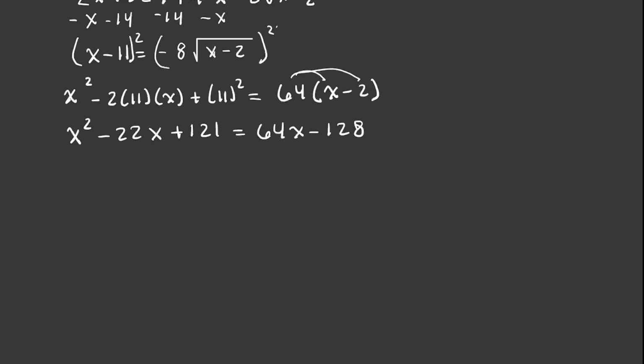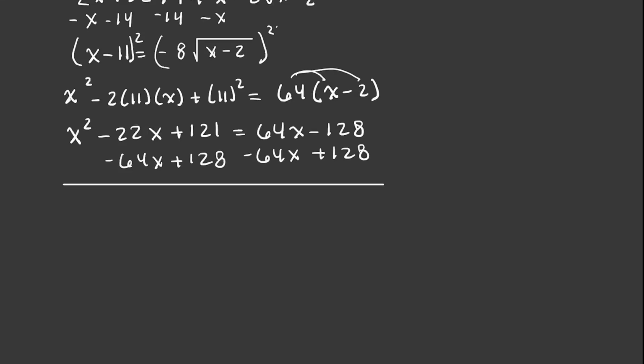So now I'm going to move everything to one side of the equation, again, because right here in this equation, my highest power is 2. So I would have a quadratic equation. So I would either have to use factoring, or I would have to use the quadratic formula, or even completing the square, any of these techniques to solve for my x. So here I am going to subtract 64x and add 128 on both sides. So minus 64x plus 128. So here I would have x squared minus 86x and then plus 249 equal to 0.